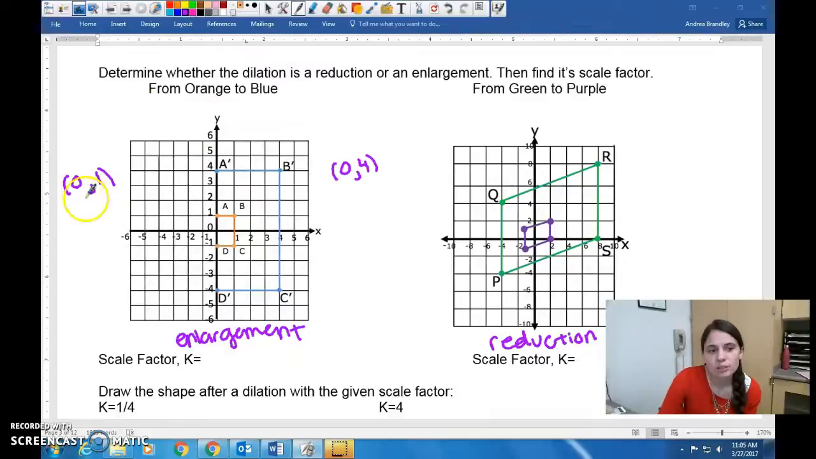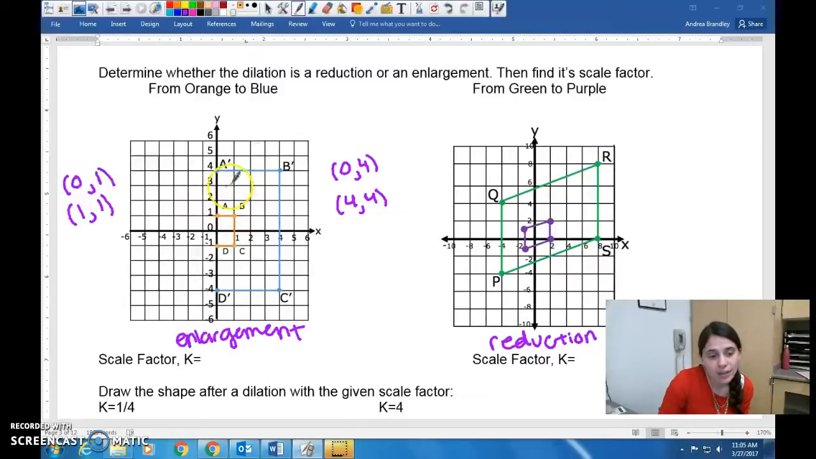Well, what do I have to multiply these two numbers by to get these two numbers? In this one, it's pretty easy to just see. I multiply them by 4 because 0 times 4 is 0, 1 times 4 is 4. And that would work with any one of these points. Say I used B, that's at 1, 1, and then my other B is at 4, 4. So I'm multiplying by 4.